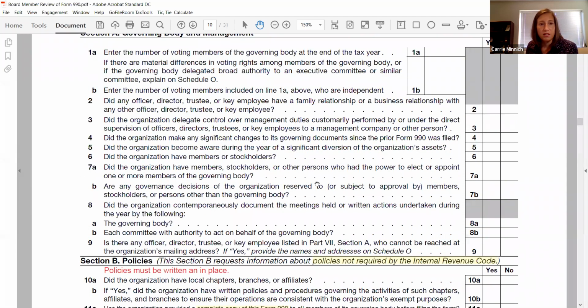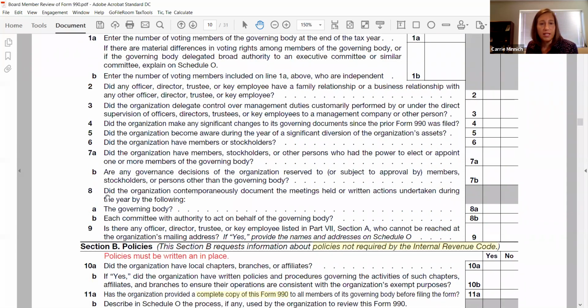And then line 8: does the organization have written board meetings? In the state of Indiana, it's required to have written minutes for board meetings. So you want to make sure that you have written minutes that document who was there, what was discussed, and any significant decisions, making sure that those are maintained by the organization.